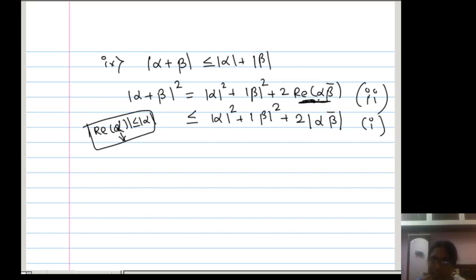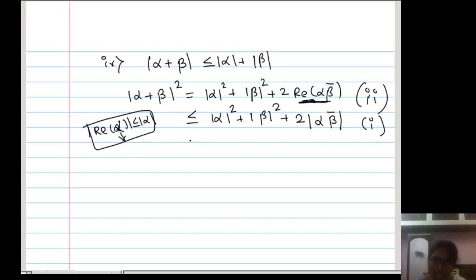Here the complex number is what? Alpha beta bar. Like this. Real part of alpha is less than or equal to mod alpha. Instead of alpha you have alpha beta bar, because alpha beta bar is also one of the complex numbers. So according to the first property in this theorem, we discussed that. So I am keeping the 2 constant as it is. The real part of alpha beta bar is less than or equal to mod of alpha beta bar.